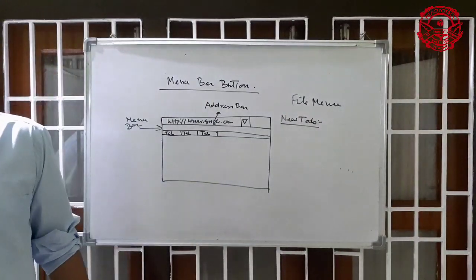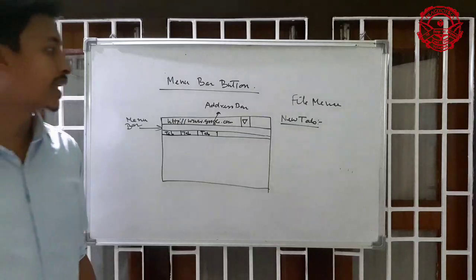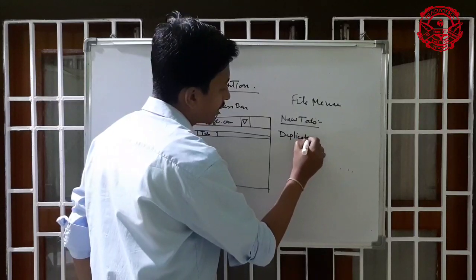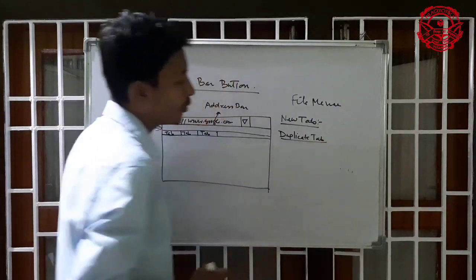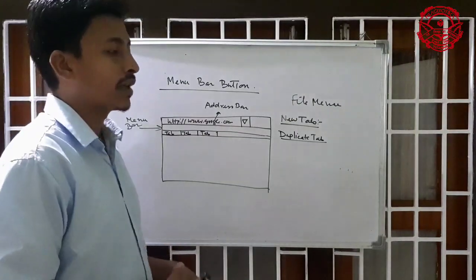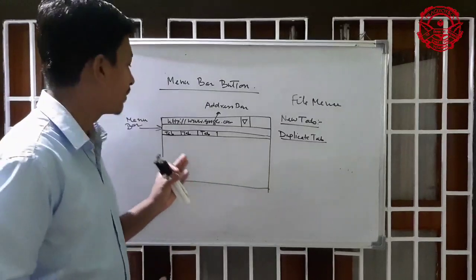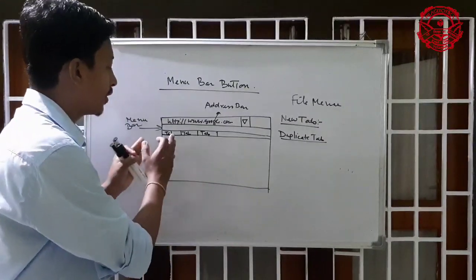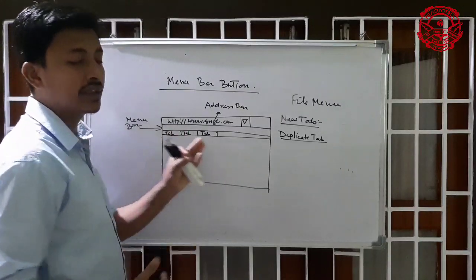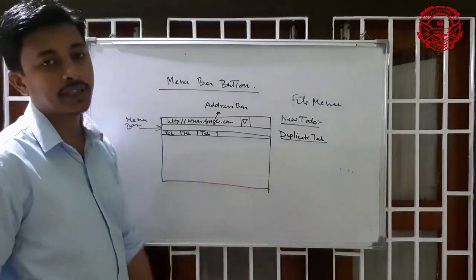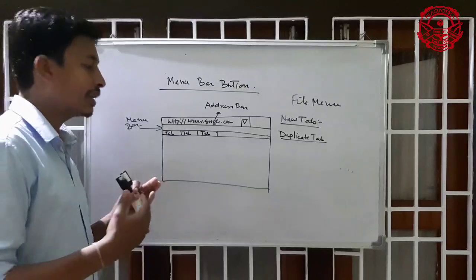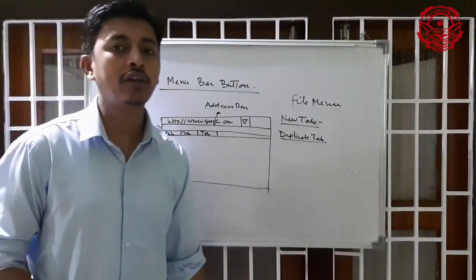Now next is duplicate tab. Duplicate means what? It will open a duplicate tab, the same tab. If you want to view the same tab or the same window in a different tab, then you have to click duplicate tab. Duplicate tab will create the same window, same website, in a different tab. It is called duplicate tab.